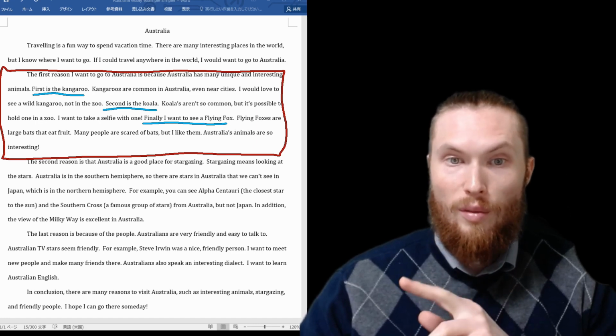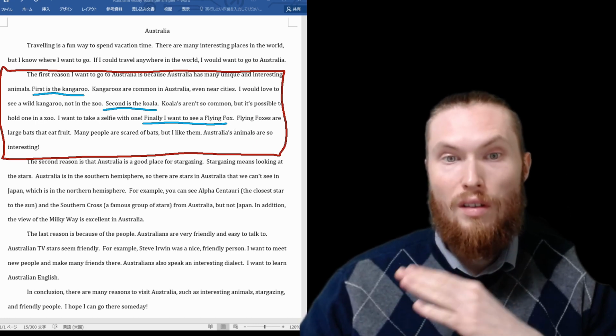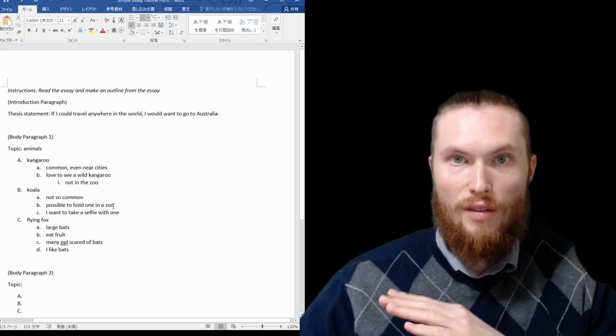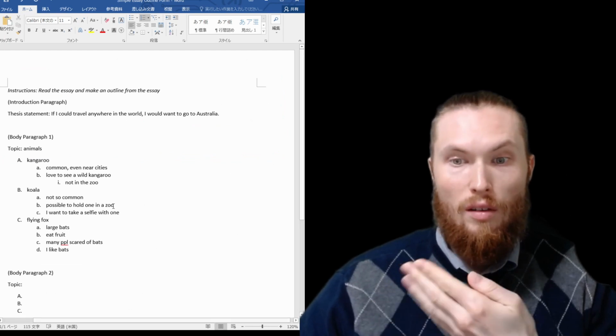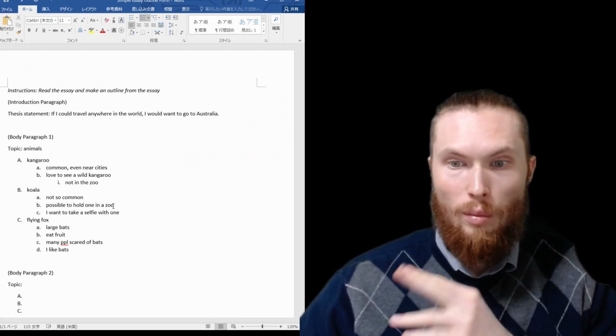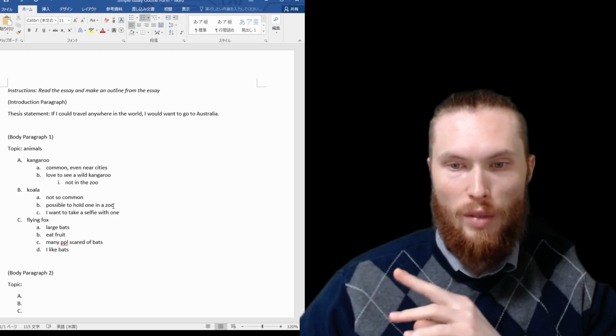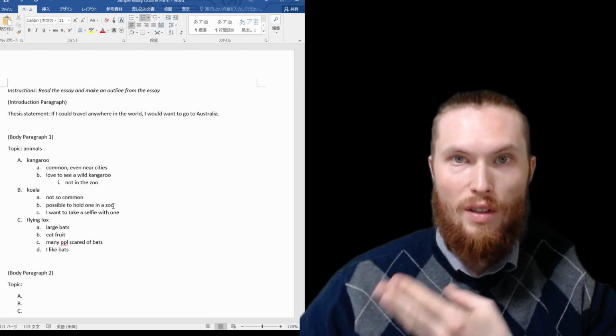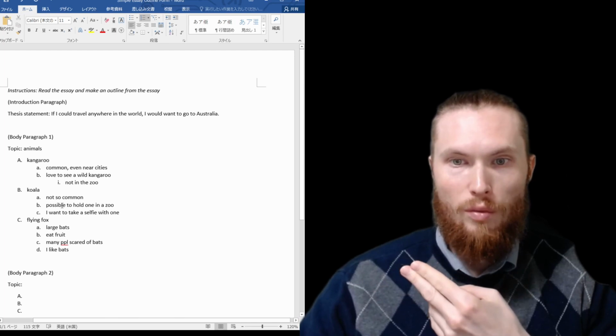So let's write that information about flying foxes into the outline. Okay, so here's the information about flying foxes. They're large bats, they eat fruit, many people are scared of bats, but I like bats. So this is the information about paragraph 1.